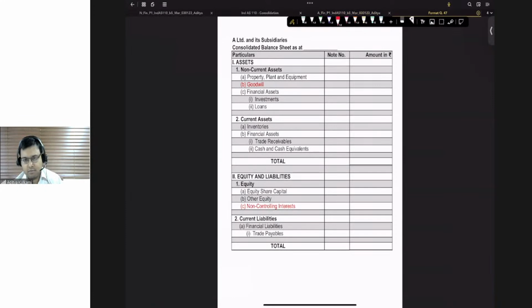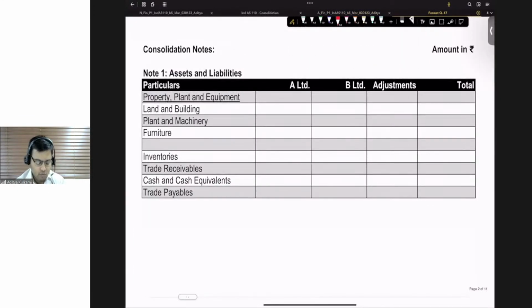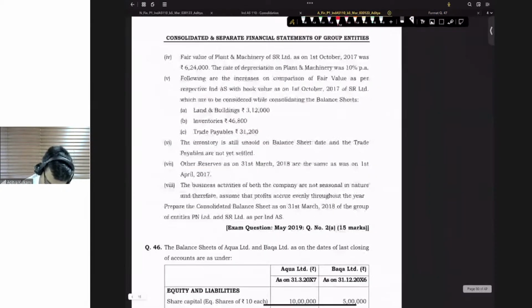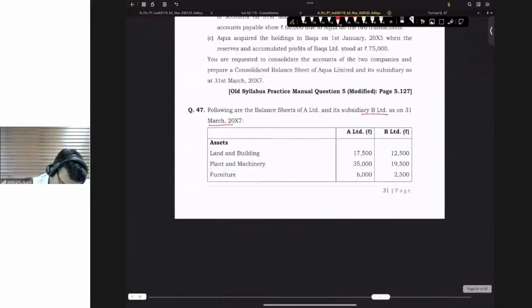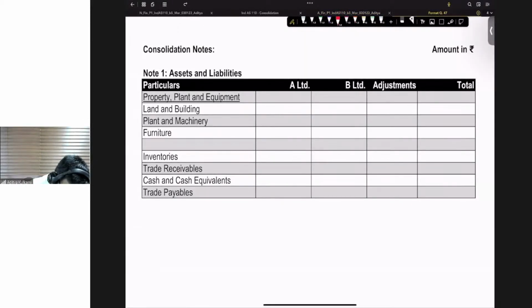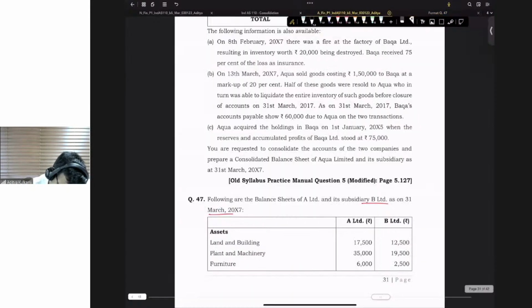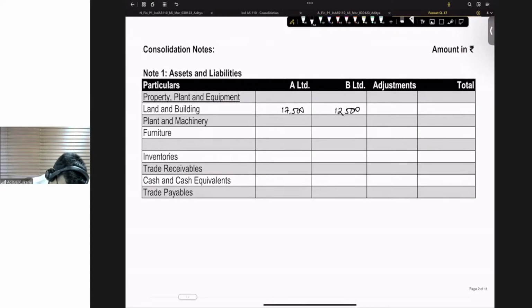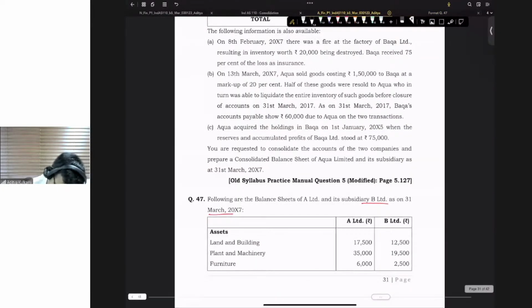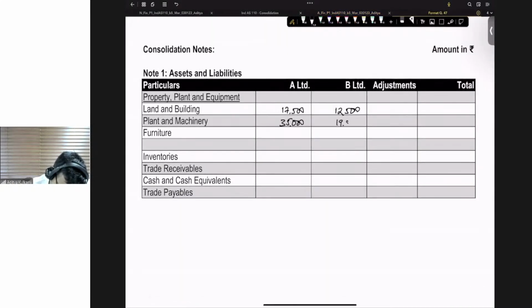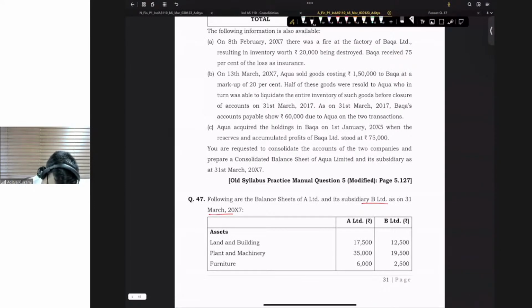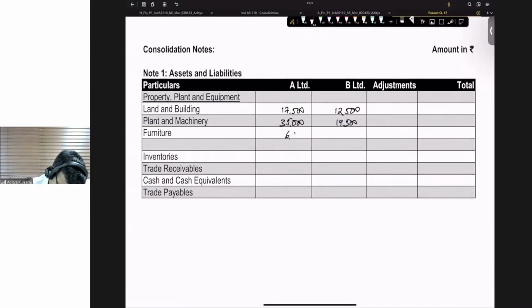So first thing, balance sheet format is ready. Then we move on to consolidation notes. Straight away populate the values from the question. No thinking, nothing. Okay. So land and building 17,500 and 12,500. Next, plant and machinery, 35,000 and 19,500. Next, furniture, 6,000 and 2,500.